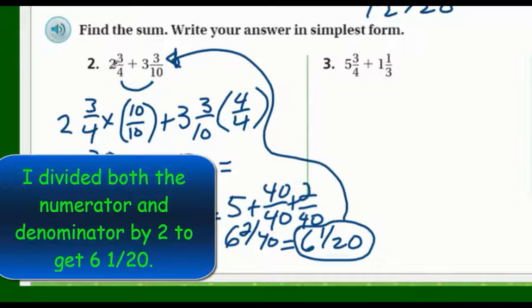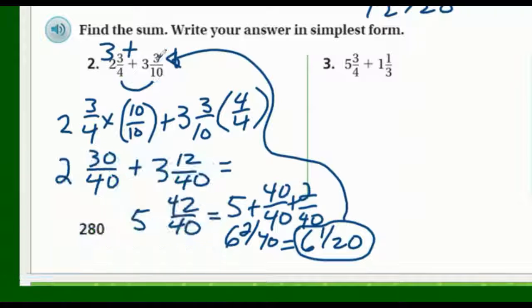Okay, is my answer reasonable? Here I have about 3, plus here, it's not even half, pretty low. I'm going to just say that's 3. That's 6. Yeah, I have about 6. So, yes, I like it.